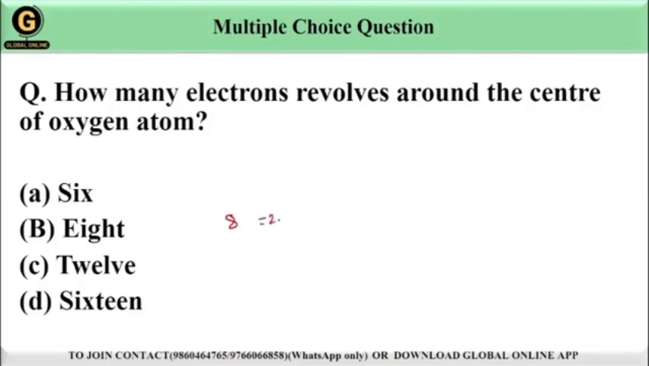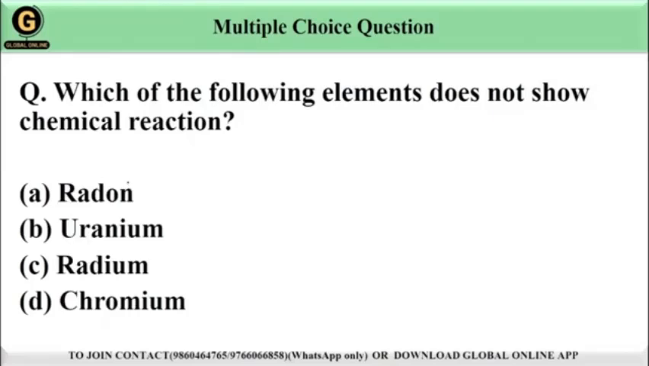Oxygen's electronic configuration is 2, 6, meaning there are 6 electrons in the outer shell, which we call the second energy level. These 6 outer electrons are involved in bonding with other atoms, making oxygen a highly reactive element itself. So the correct option for this question will be 2 plus 6, 8. So these 8 electrons revolve around the center of the oxygen atom. So the correct option for this question is option B, 8.